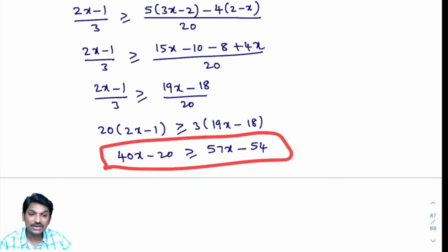Now to solve this further, Sudeep Durai, good morning. Good morning to all. We are at the end of today's class. We are doing the 16th problem.